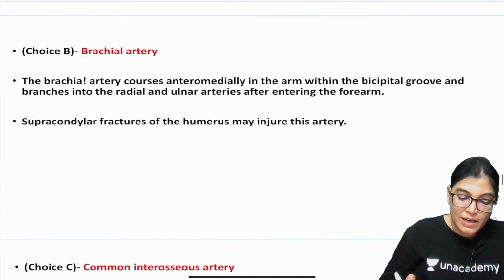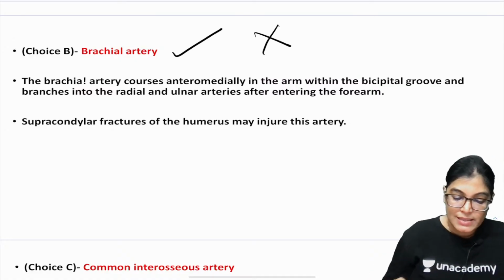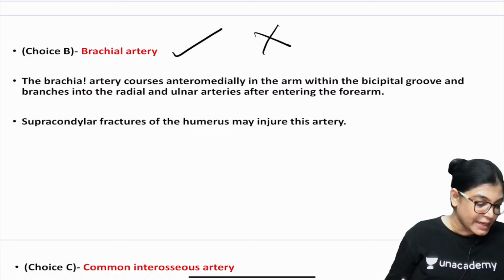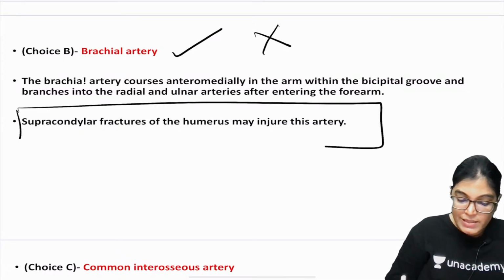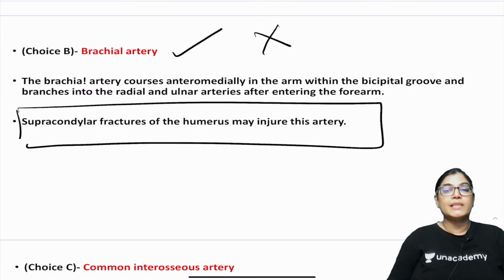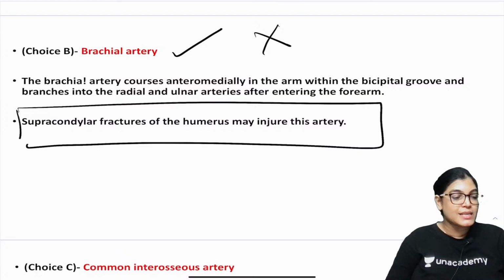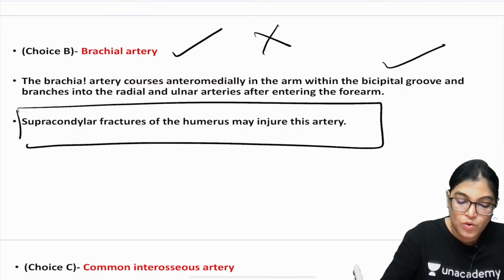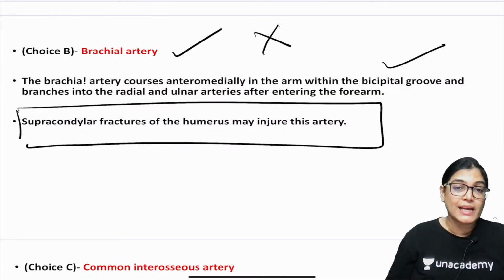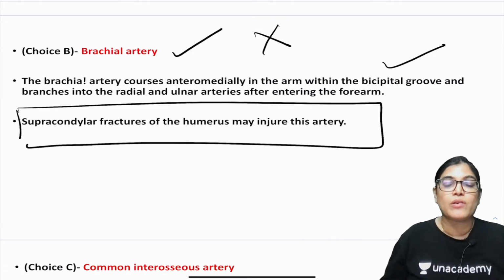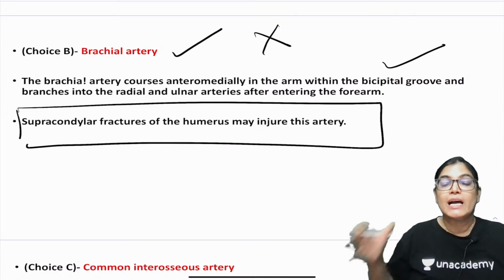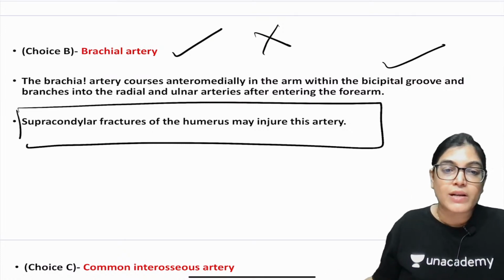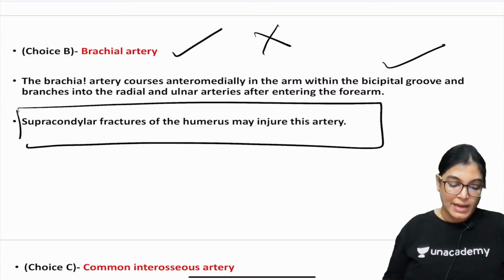So brachial artery. Brachial artery is not the correct answer, and as one of the students, Mafiz, has already given me the answer, the correct reason for its injury is the supracondylar fracture of the humerus. The brachial artery crosses anteromedially with the bicipital groove, and it gives branches, the radial and ulnar arteries, which enter into the forearm. The correct anatomical landmark which causes its injury is the supracondylar fracture of the humerus injuring the brachial artery.